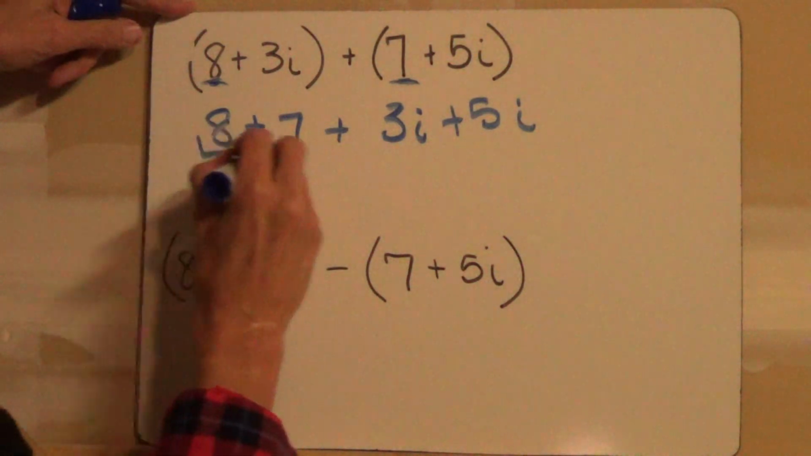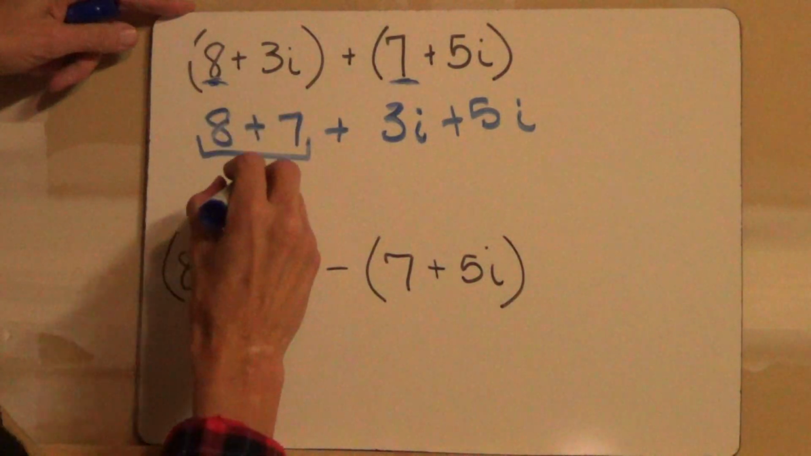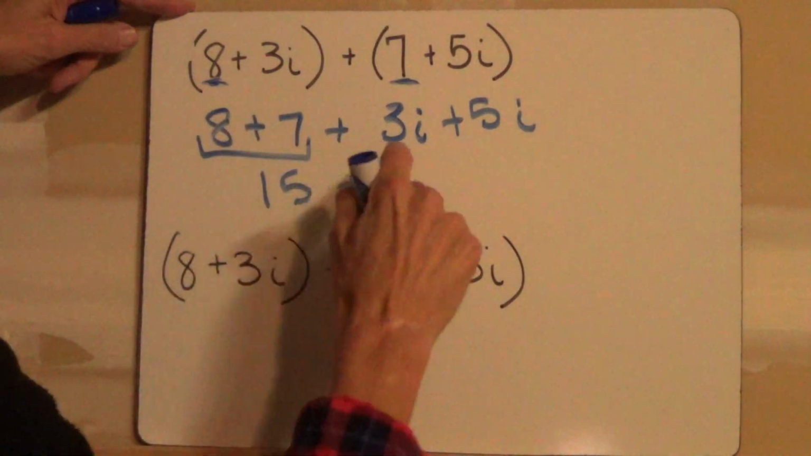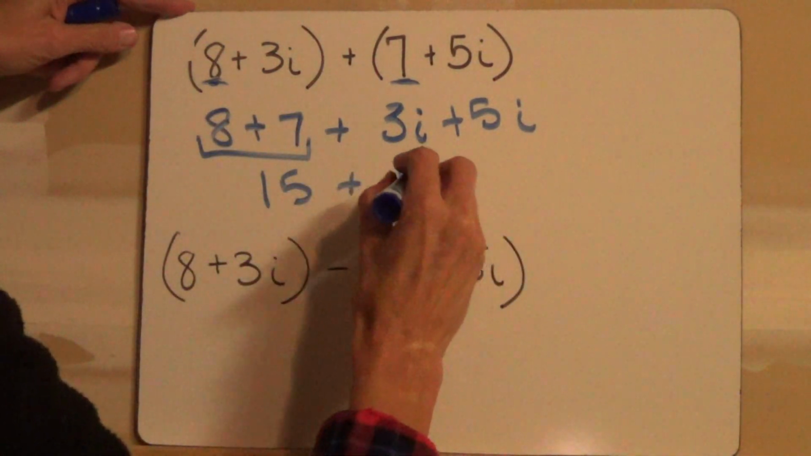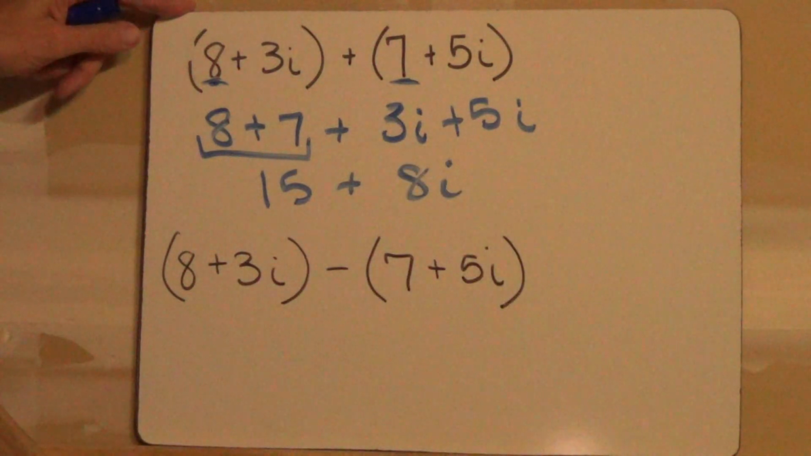Now we're going to use the associative property. 8 plus 7 is 15. Plus 3i plus 5i would be 8i. Don't make these harder than they are.